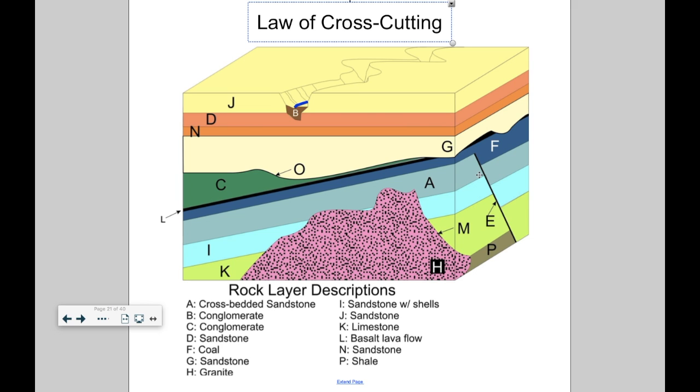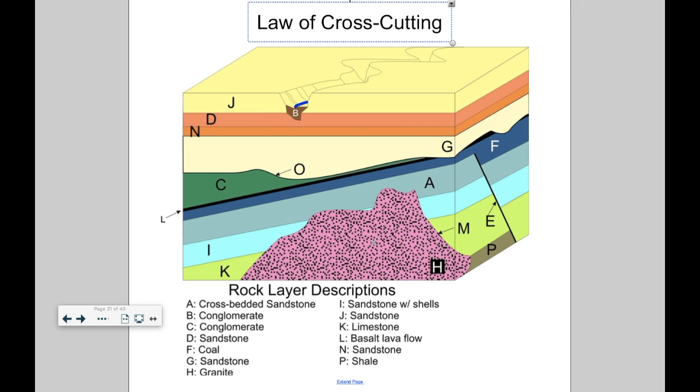So since A continues, since I continues, and we see E jutting through all of them, that means that whatever separated the two halves of layer A, the two halves of layer I, the two halves of layer K, and this part of layer P by this line E, it means that E happened after all of those layers were laid down. E was doing the separating. Another way to sum up the law of cross-cutting is you can't cut through something until it's there.